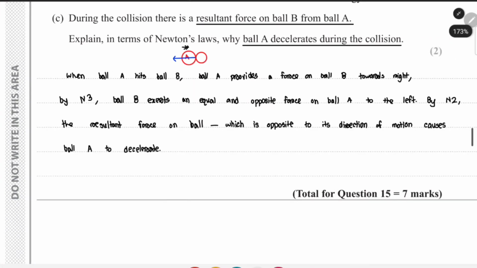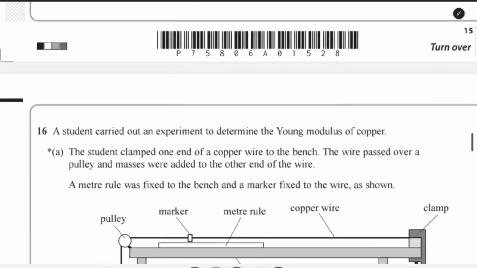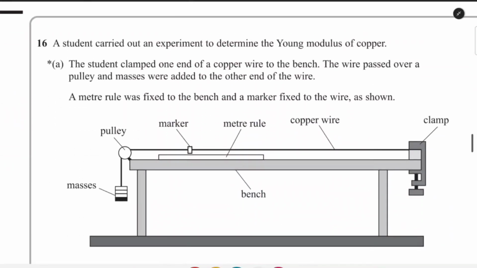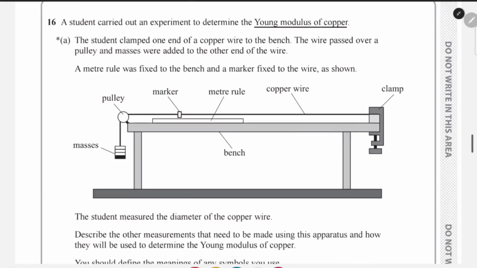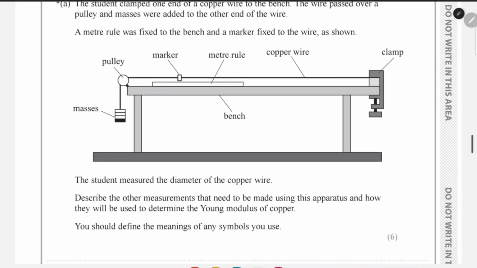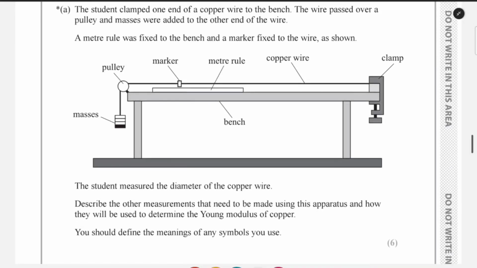So this is the case over here. Now moving to question 16, we have our 6 marker over here. We are given an experiment carried out by a student to determine the Young modulus of copper. We are given a detailed explanation of what he did.